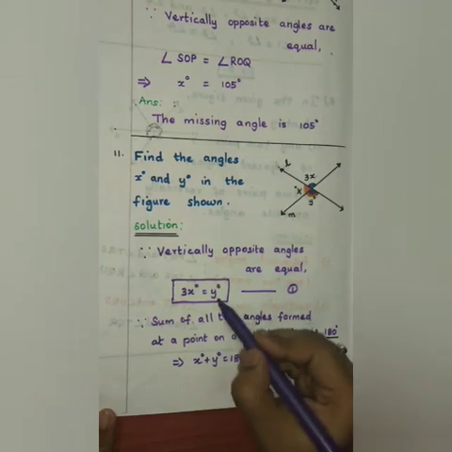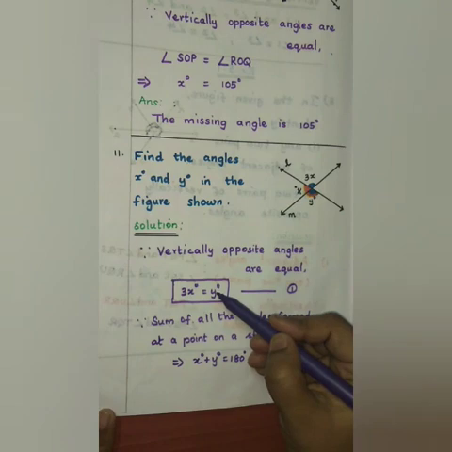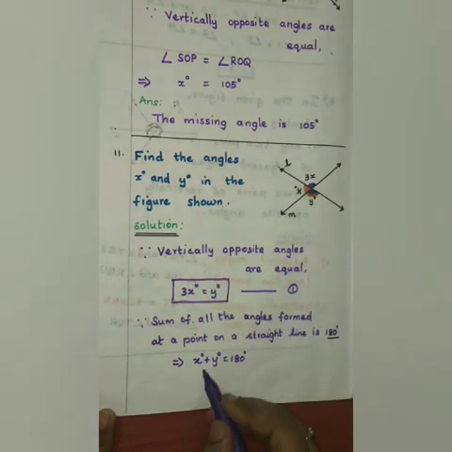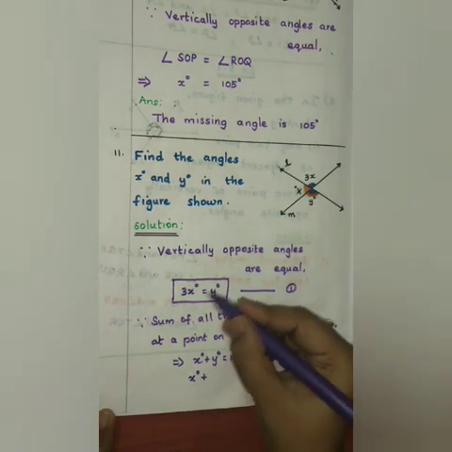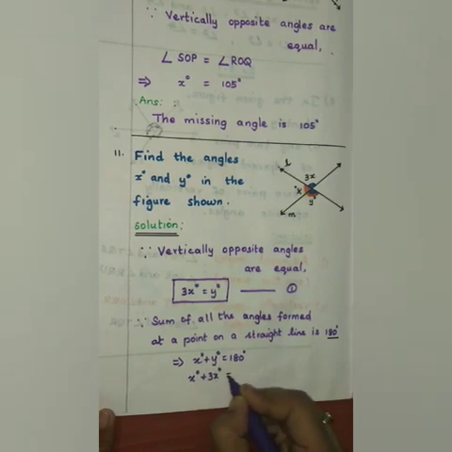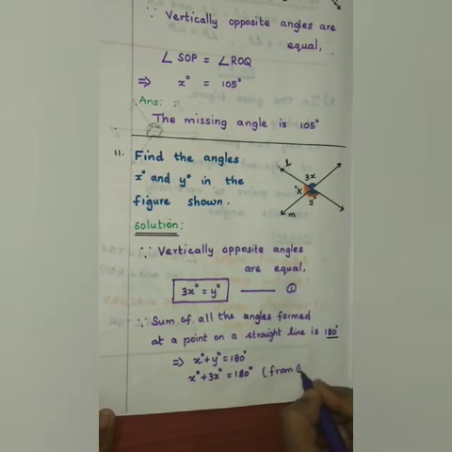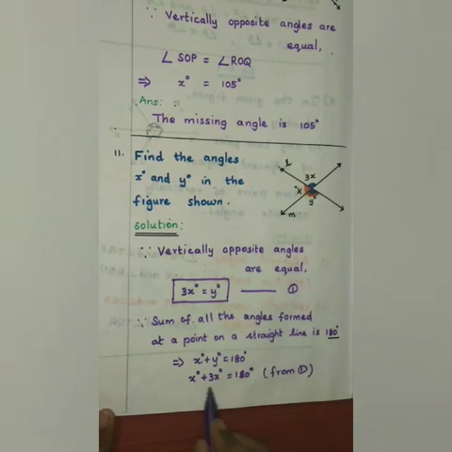But we know that y degree is equal to 3x degree. So instead of y degree, you put 3x degree. x degree plus, instead of y degree, you write 3x degree, equal to 180 degree. So from 1, I am writing this. So x degree plus 3x degree, 4x degree equal to 180 degree.